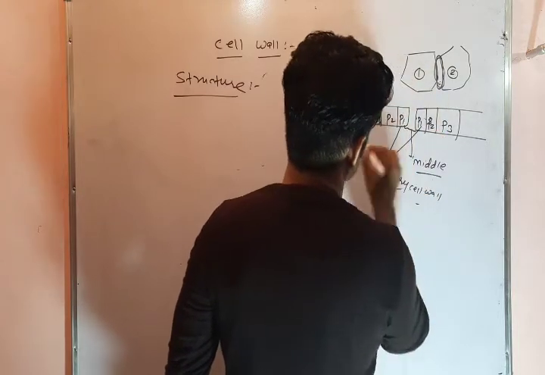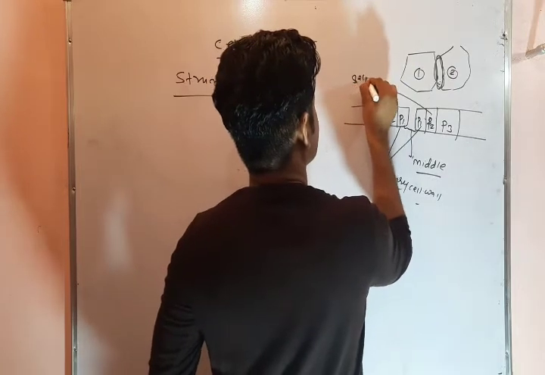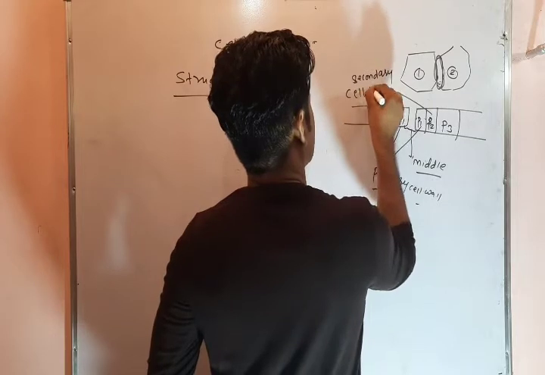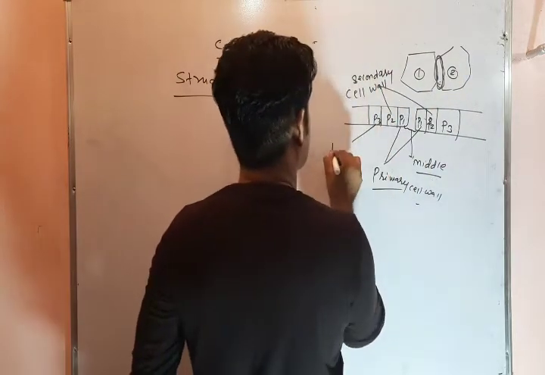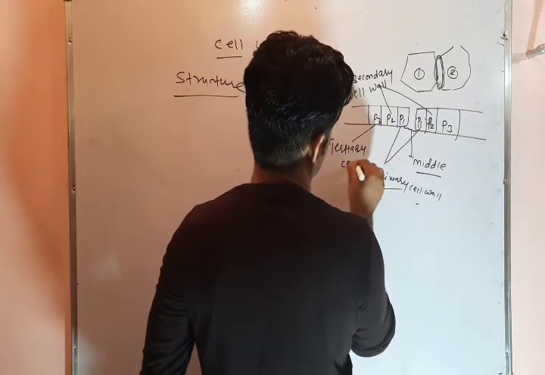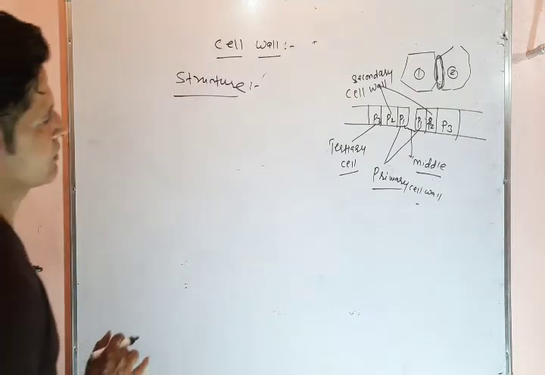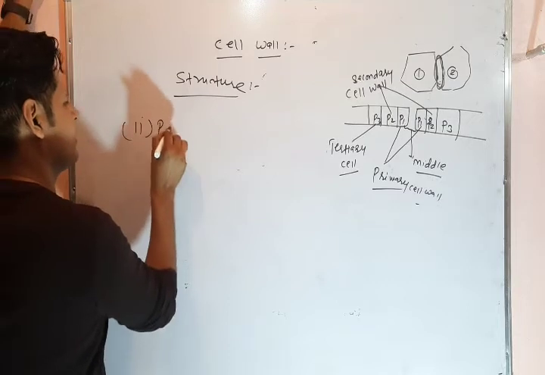This P1 and this P1. This P2 and this P2 are known as secondary cell wall, and both P3 are tertiary cell wall. So this is the structure of the cell wall. So we will consider the next part, that is the primary cell wall.